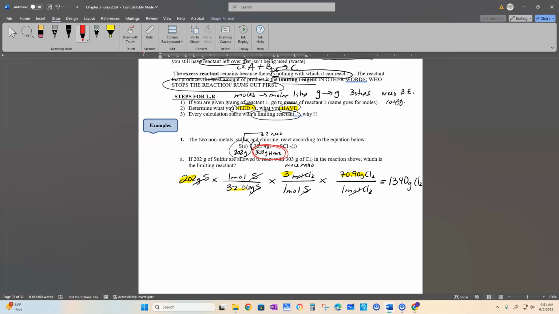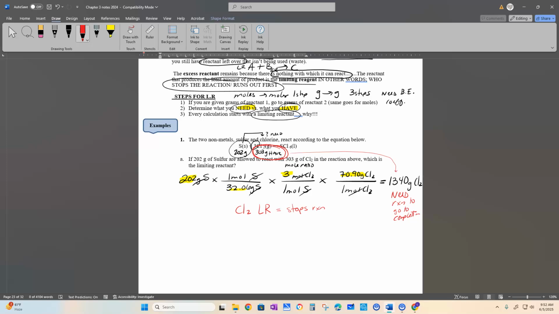So notice right here, to make the reaction go to completion, this is what I need for that reaction to go to completion. Which means if I wanted to use him all up, I would need 1340. I have 303, but I need 1340. I don't have what I need. I'm short. So that means my chlorine stops the reaction. So he's my limiting. He stops the reaction.